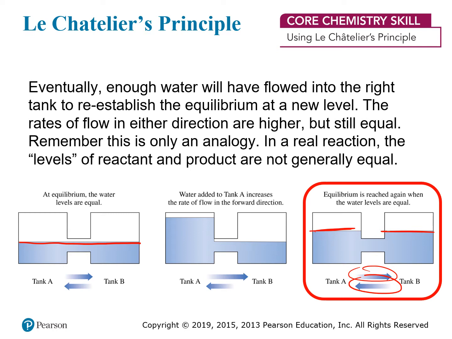Now keep in mind that this is only an analogy, and so in a real reaction you don't have equal amounts of reactants and products. You have amounts of reactants and product that are determined by the value of Kc, the equilibrium constant.